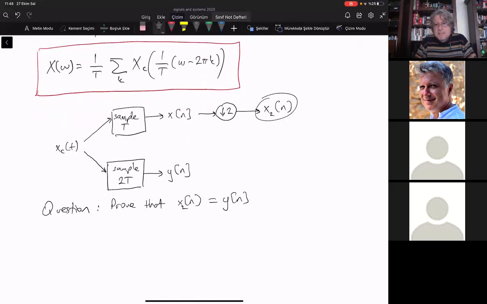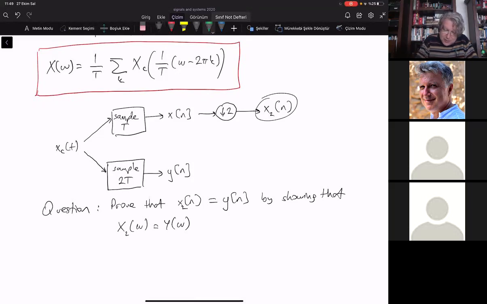It's very clear, but I want you to prove it by showing that x sub 2 of omega is equal to y of omega, by showing the equalness of the Fourier transforms of the two. How do you do that?